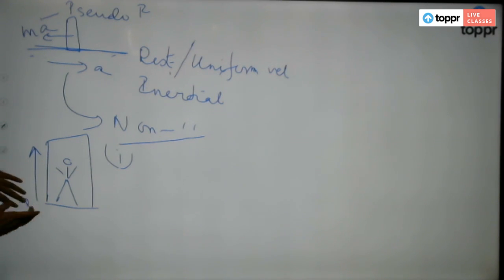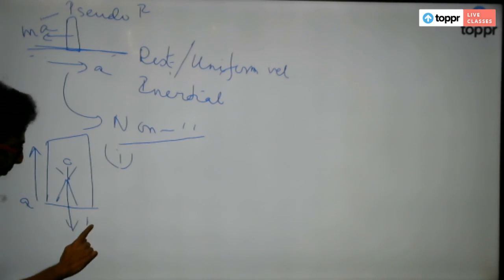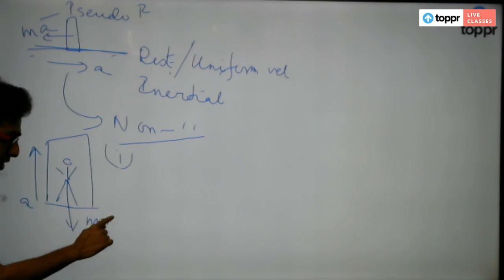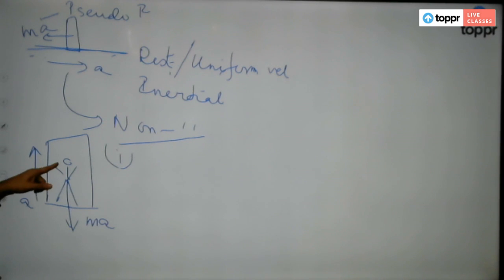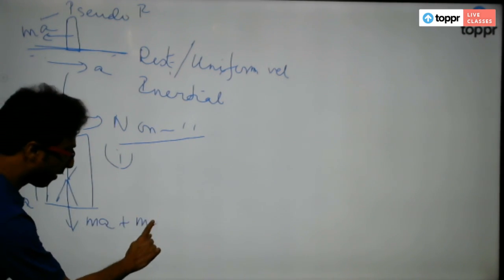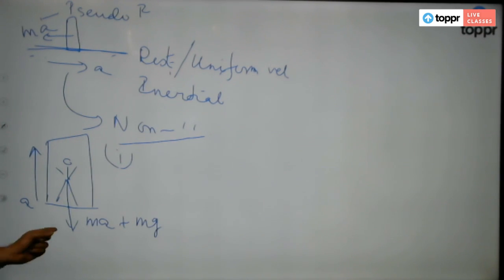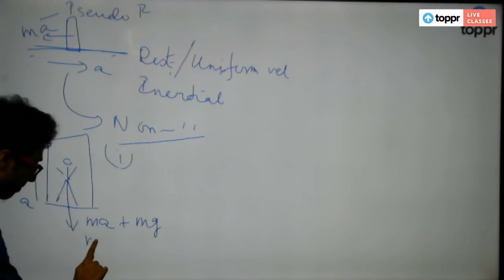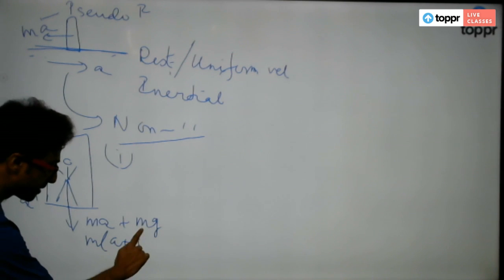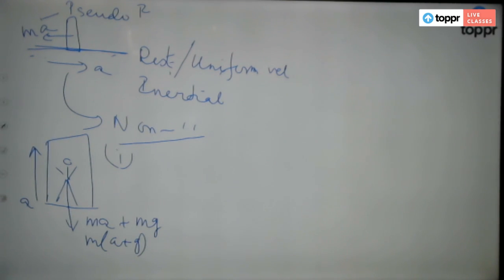So what happens when the lift is going in the upward direction: the man will experience a force in the downward direction, which is equal to mass into the acceleration, right? And also in the downward direction, he has the weight mg. The total force will be what? m(a plus g), right?